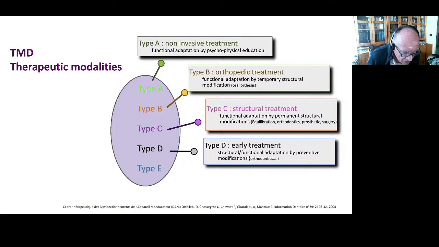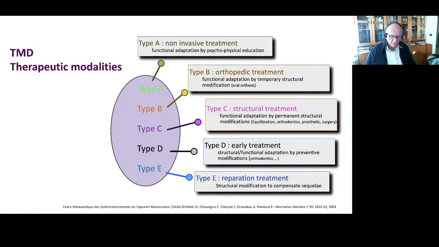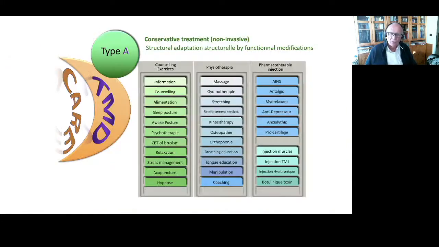Straight edge, what is it? It is a file to print, to assess the movement. And the reparation treatment to compensate sequelae, but it is another way. Okay.